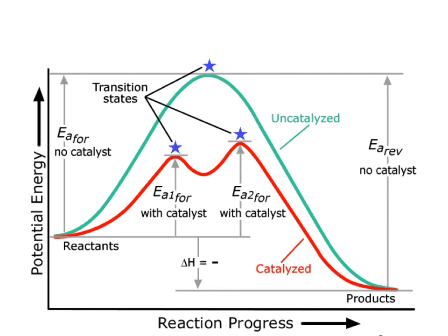In this particular diagram, the green curve represents the original uncatalyzed reaction. So notice the reactants were originally here and the final products are here. The final products, I just wrote an R when I should have written a P.